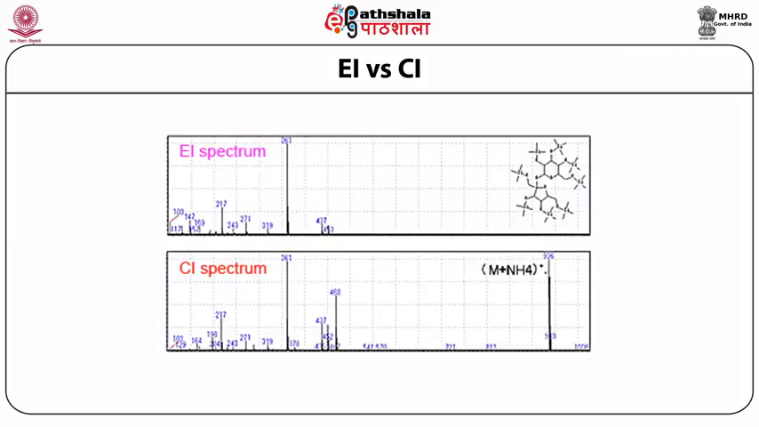So recording only an EI spectrum may sometimes lead you to miscalculation or misfinding. That is why, if you ask me, I will always recommend recording a CI spectrum, particularly for an unknown compound, to get the exact information about the molecular weight of the compound, because that is a very characteristic thing for the structure elucidation or structure determination of an organic compound.